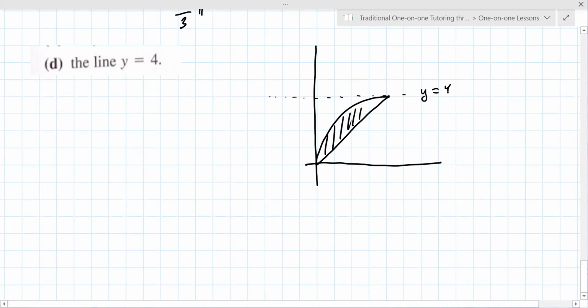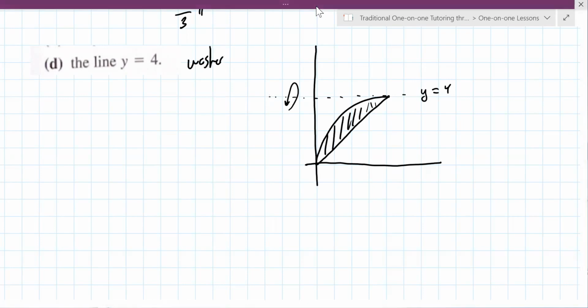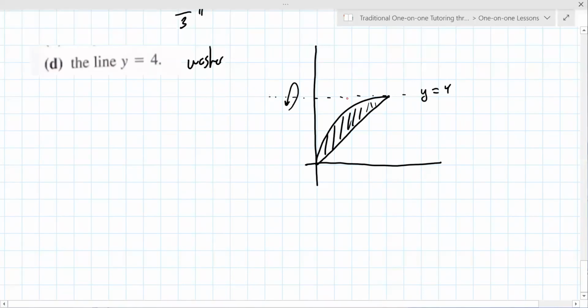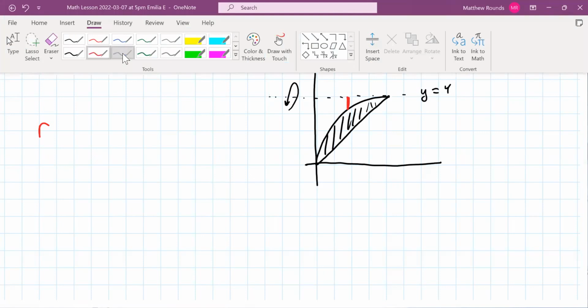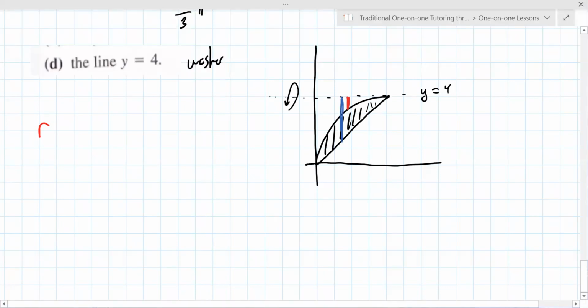So it's the same question that I asked you in the previous problem: is this a washer problem? Is there a break between this area and the line you're revolving it over? Yes. So it's a washer problem. This time though, your little r is this red, and your big R is the blue here. Okay.